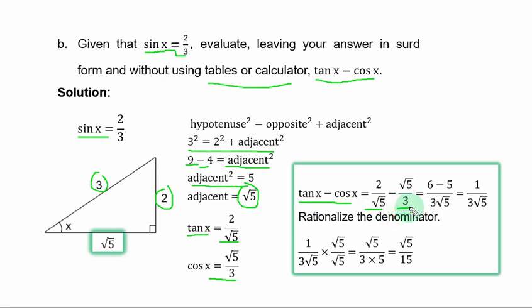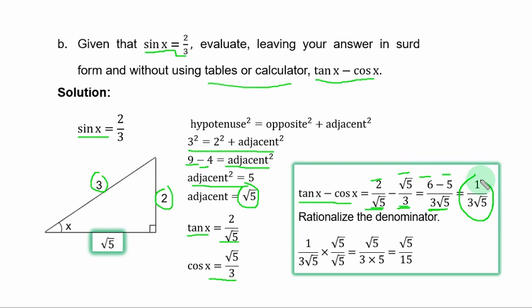You have fractions subtraction. You find the LCM of root 5 and 3, that is 3 root 5. If you divide 3 root 5 by root 5, you have 3. 3 times 2 is 6. You divide 3 root 5 by 3, you have root 5. Multiplied by root 5, you have 5. When you subtract, you have 1 over 3 root 5.